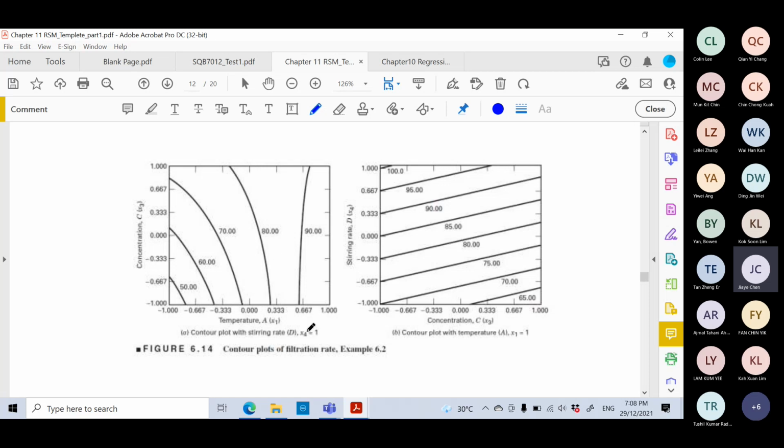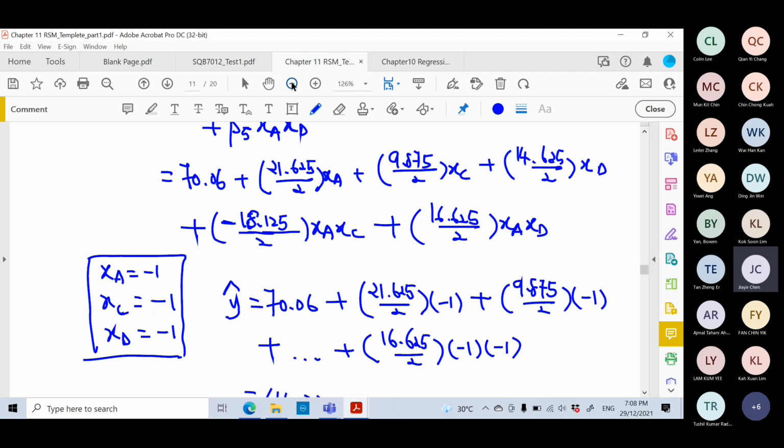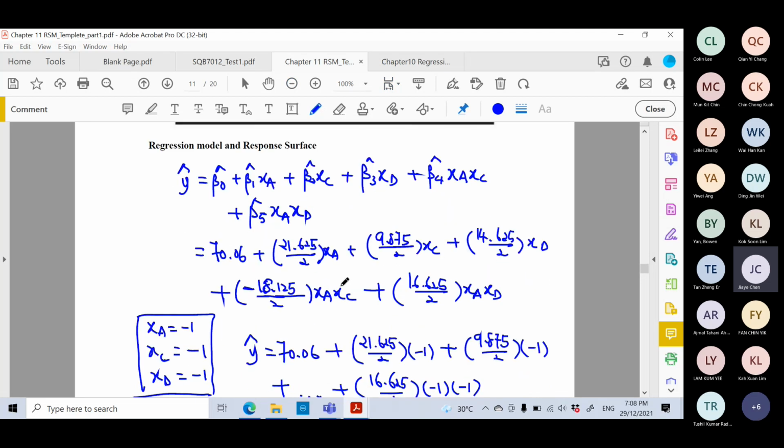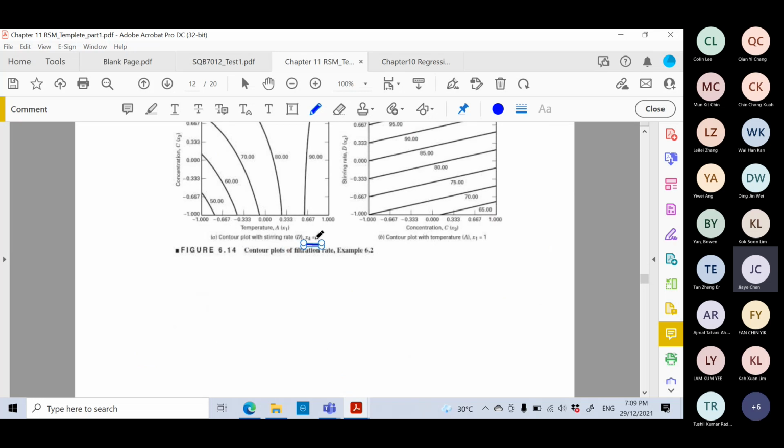We will fix x4 equal to 1. If we fix x4 equal to 1, then our equation will be reduced to another form. This is the fitted equation we had just now. The diagram here uses x4, but it is actually XD equal to 1, and x1 is actually XA. So if XD is equal to 1, how do we get the equation?